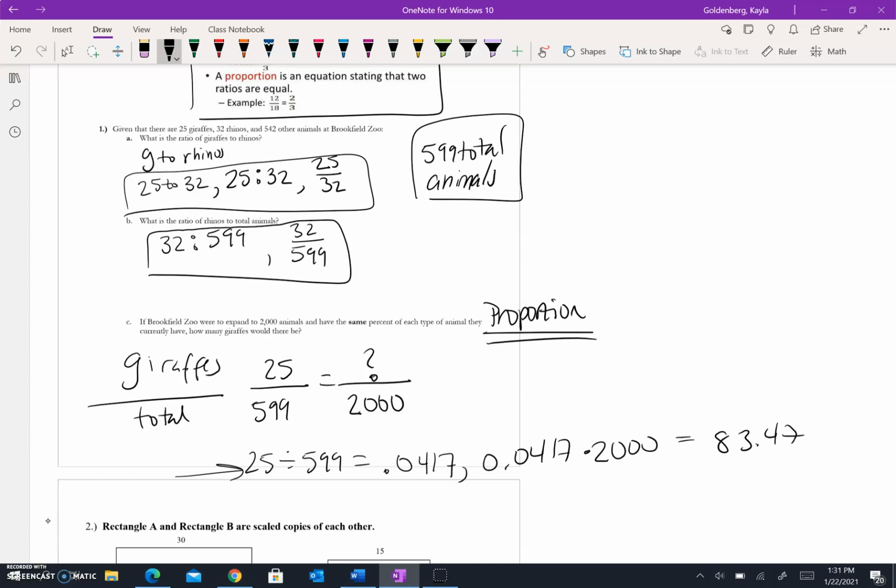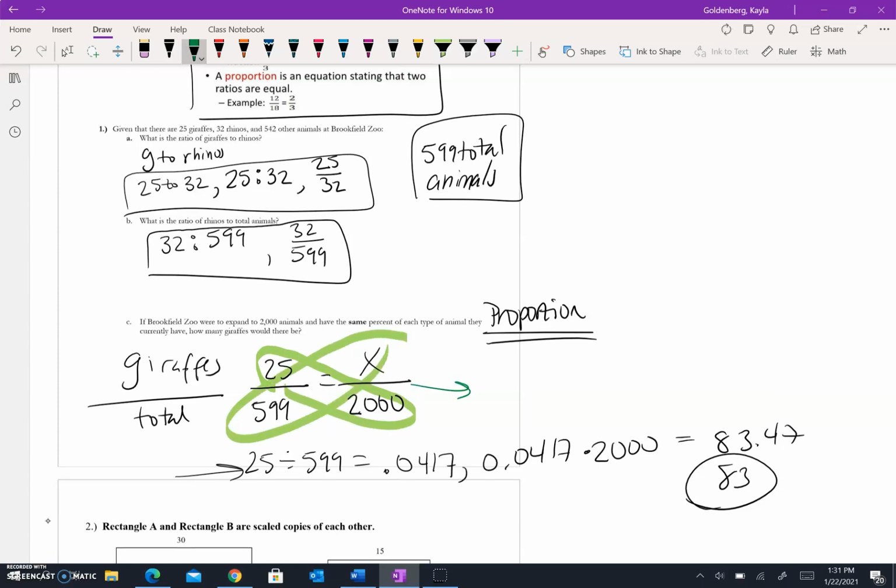Obviously, we don't have a part of a giraffe, so I would probably round that down to 83, just because it's lower than 0.5. If it was 0.5 or higher, I'd round up. So that's option 1. Option 2 is I've got this pair of fractions that are equal, right? A way to solve for that question mark, if I call that like an x, a really nice way is you do what's called cross multiplying. So you cross multiply, and what comes out of that is I do the 25 times the 2,000. That has to be equal to the 599 times the x.